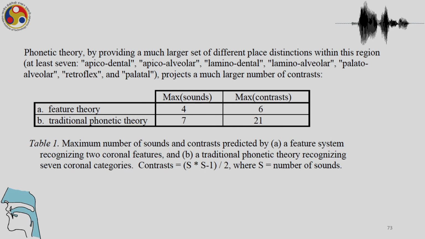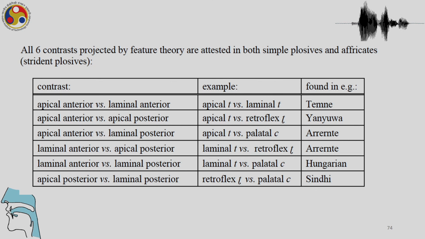So, the maximum number of sounds and contrasts predicted by A, a feature system recognizing 2 coronal features here, and B, a traditional phonetic theory recognizing 7 coronal categories, which we saw in our lectures on articulatory phonetics. But if they were all present, then the maximum number of contrasts should have been 21. However, the phonology shows the right number of contrasts, and the feature system predicts the right number of contrasts. So, all 6 contrasts predicted by feature theory are tested in both simple plosives and affricates.